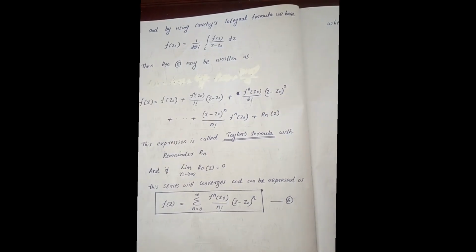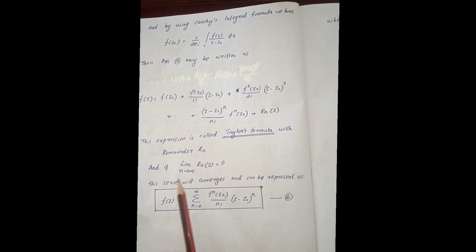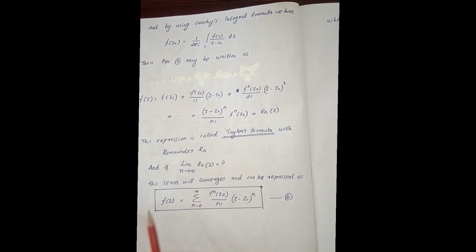And if limit n tends to infinity, Rn(z) equal to 0, we can write the Taylor series as f(z) equal to summation n equal to 0 to infinity. When n tends to infinity, Rn(z) is equal to 0. So, we can write f(z) is equal to summation n equal to 0 to infinity f^(n)(z0) by n factorial into (z − z0) all raised to n. And this is the desired equation.